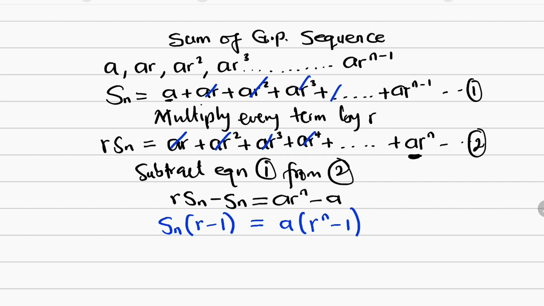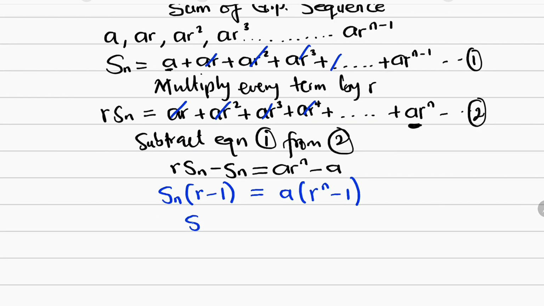Remember, our main target is to obtain Sn, which is sum of these terms. Therefore, we can divide both sides by r minus 1. So therefore, Sn will be equal to a multiplied by r to the n power minus 1, all divided by r minus 1. Therefore, this formula right here is used to find sum of n terms when r, which is the constant common ratio, is greater than 1.